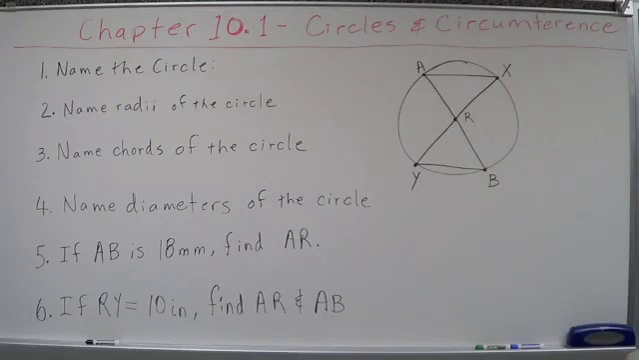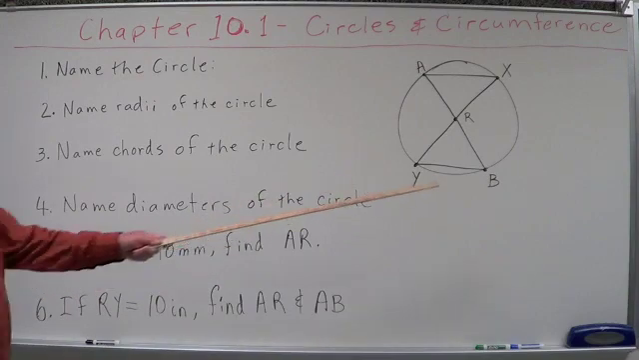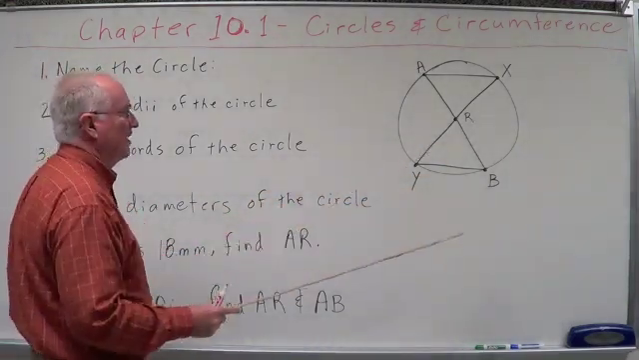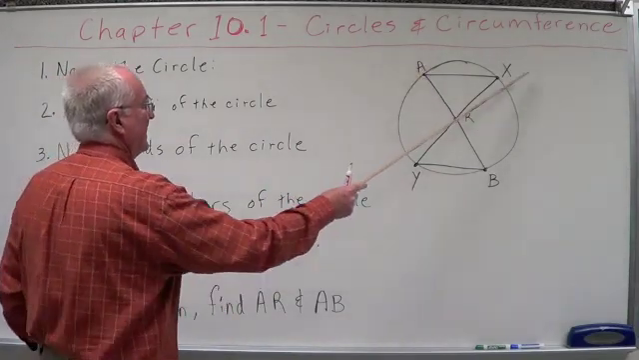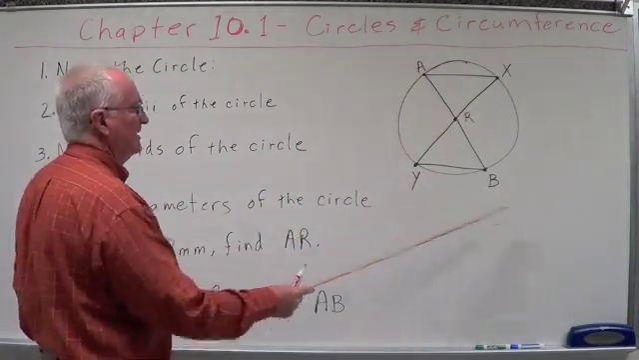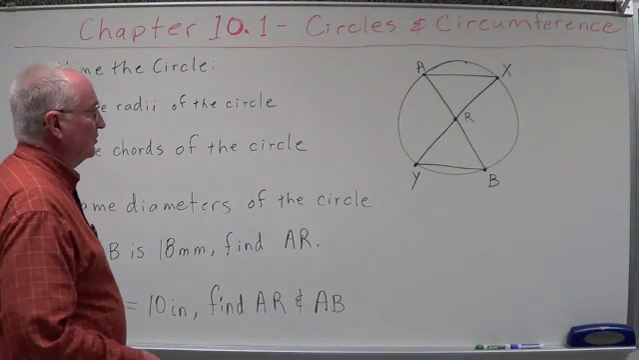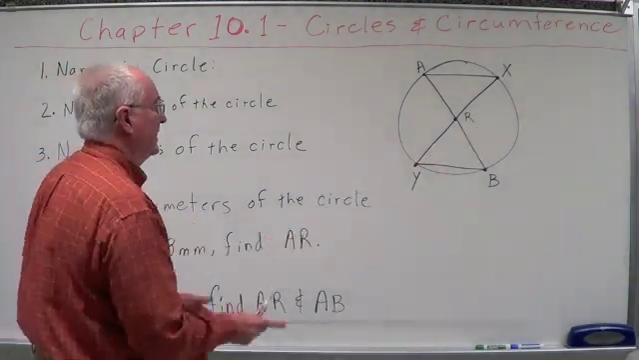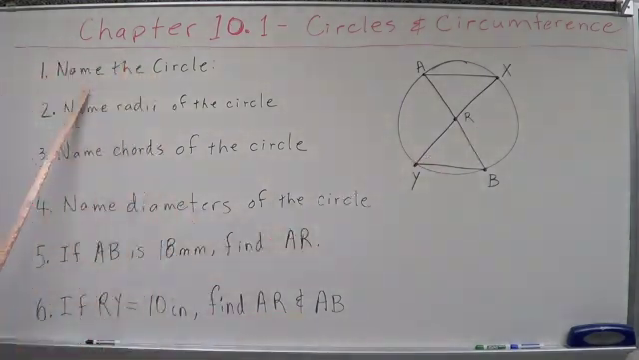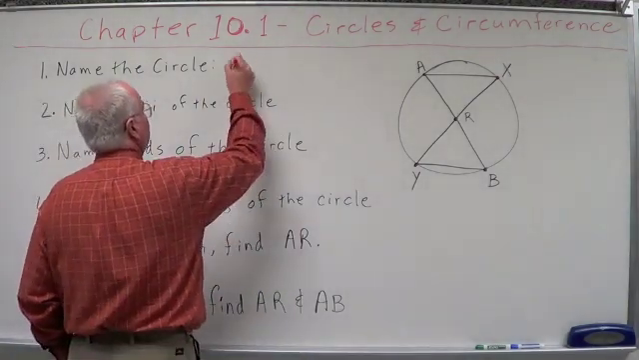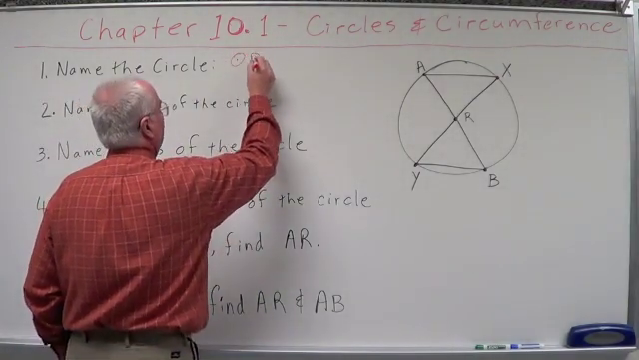Now let's do some sample problems on circles. We have this given drawing. We have a circle. The center is R. We have points A and X, Y and B, and all four of those points are on the circle. So we have center R right there. First question is name the circle. Well, circles are named for their centers, so that would be circle R.